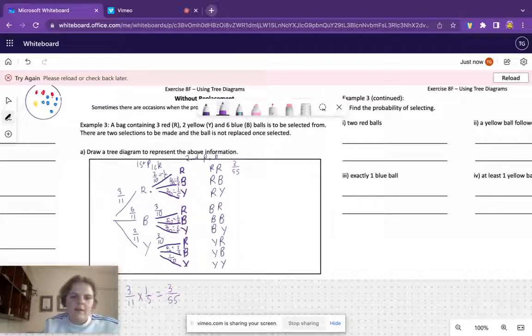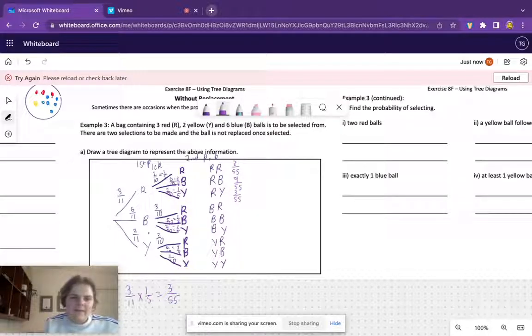Next one, we've got the numerators, 3 times 3 is 9. 11 times 5, 55. Now we've got 3 times 1 is 3. 11 times 5, 55.